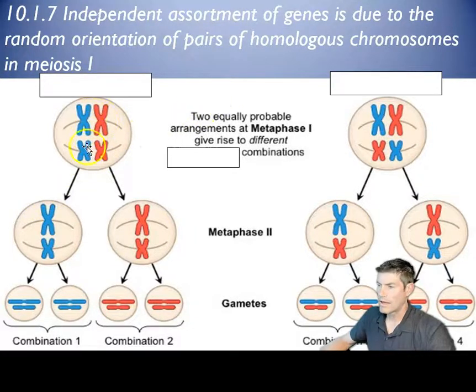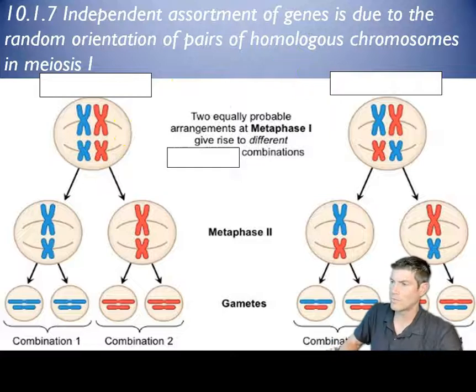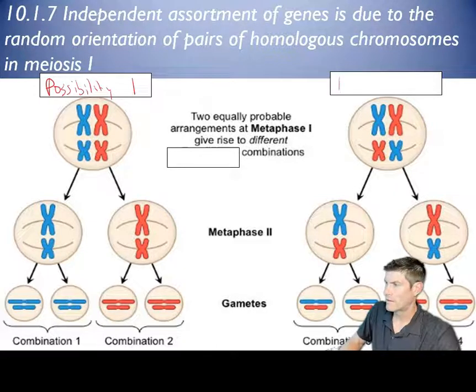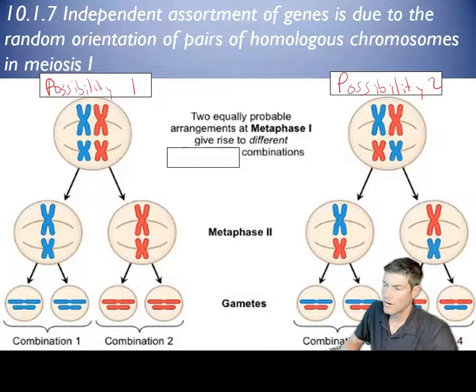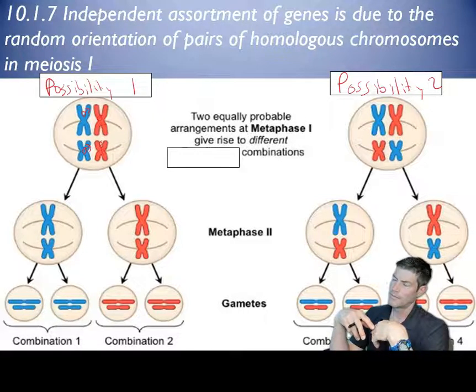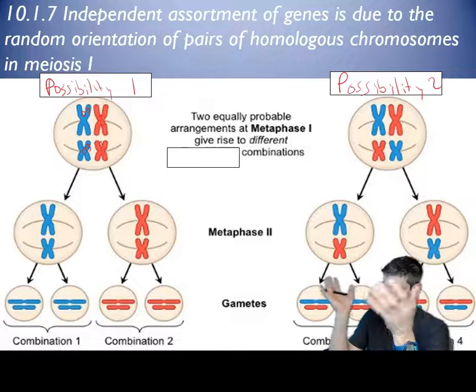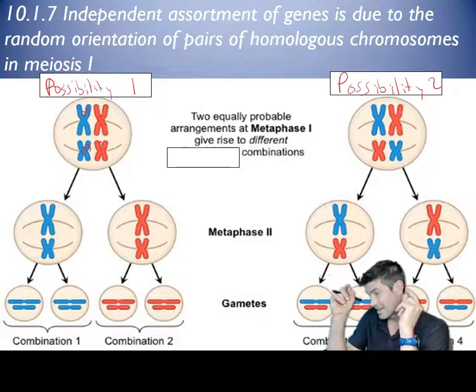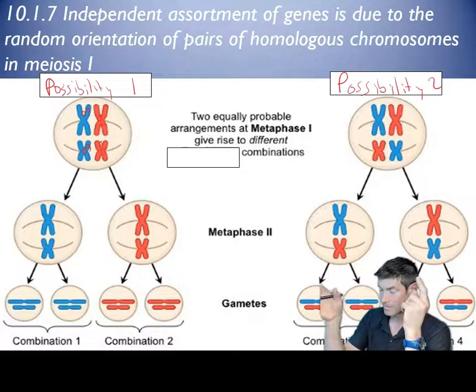And it all has to do with how the pairs are oriented. Now this one I'm going to write down as possibility 1, and this is possibility 2. We'll say the blues, I'll just be gender stereotyping, are from the dad, and the red one is from the mom. Say for this organism there are only 2 chromosomes, chromosome 1 and chromosome 2, not 23 pairs. So just 2 pairs of chromosomes for this organism.